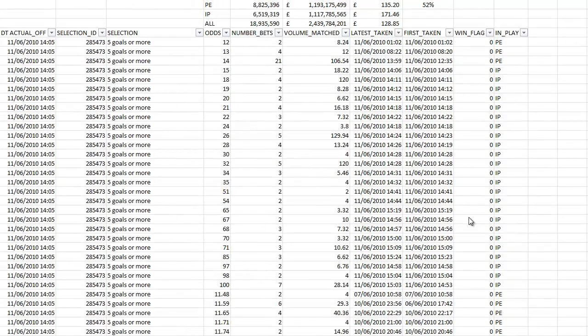So to cut a long story short, I've got lots of data going back a number of years, and I regularly archive data. I archived the data for the 2010 World Cup so that I could have a look at it in 2014 and remind myself what the World Cup was like.